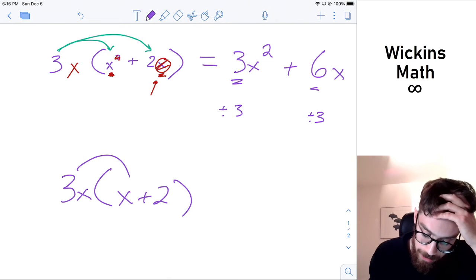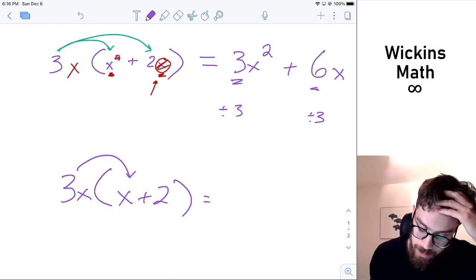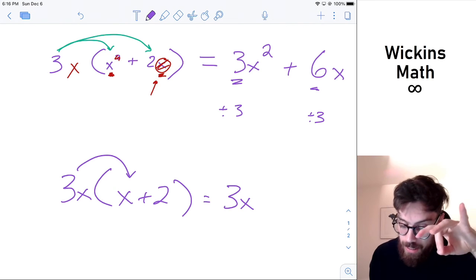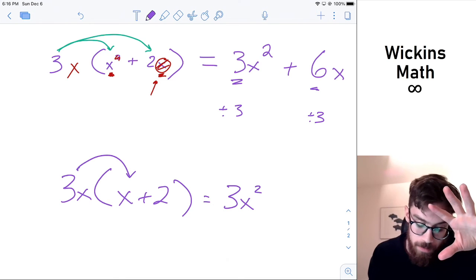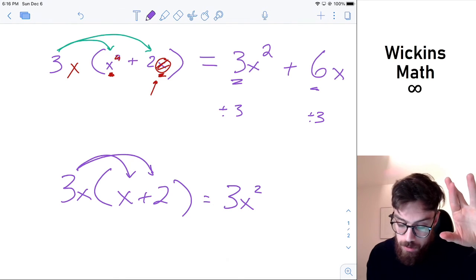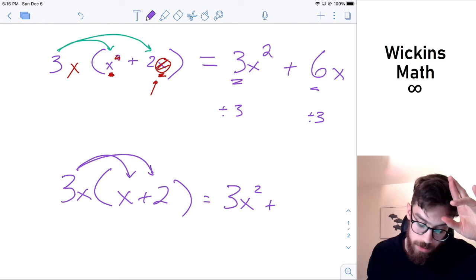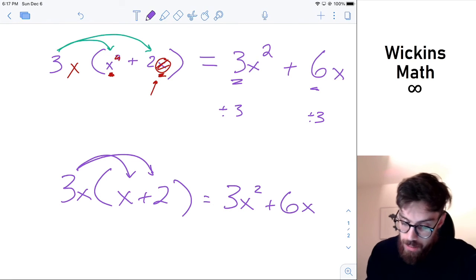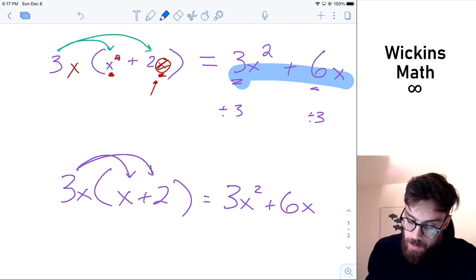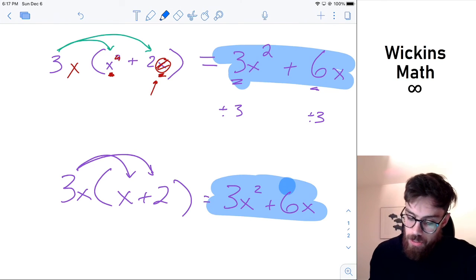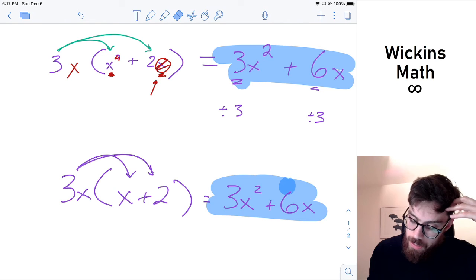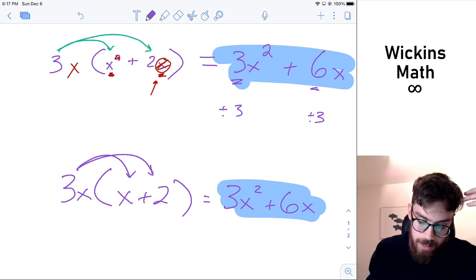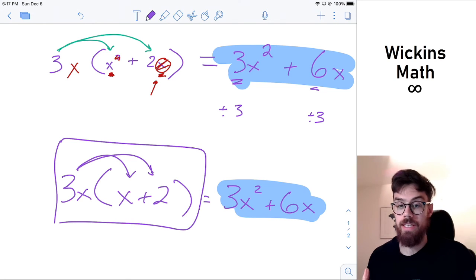If I multiply that in, 3x times x is 3x times x, so x times x, that's x squared. 3x times 2, 3 times 2 is 6, x just stays on the side. Oh yeah, for sure. This is the same as this. So, indeed, oh, I missed it. Indeed, this is the more complete thing.